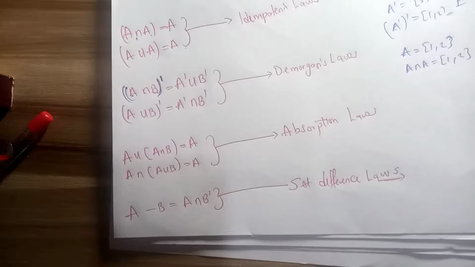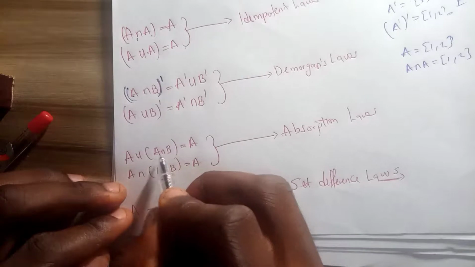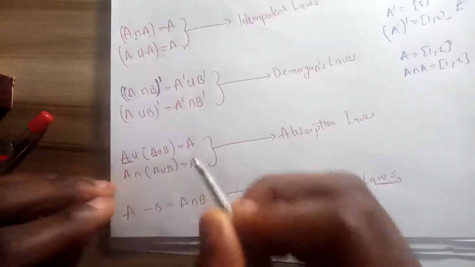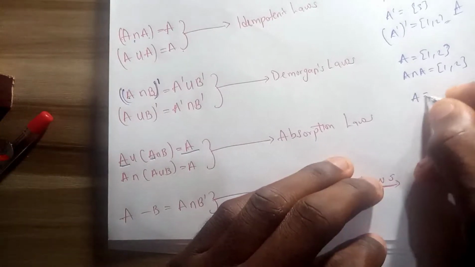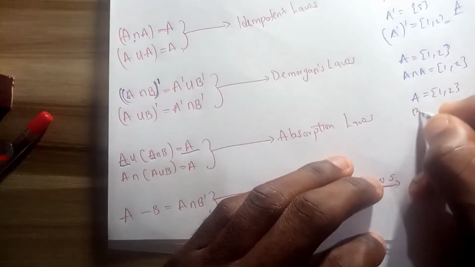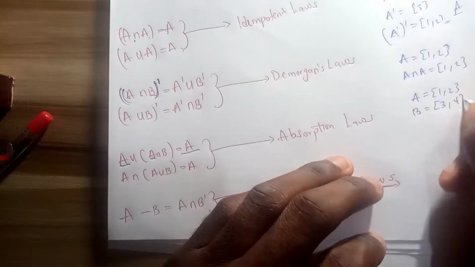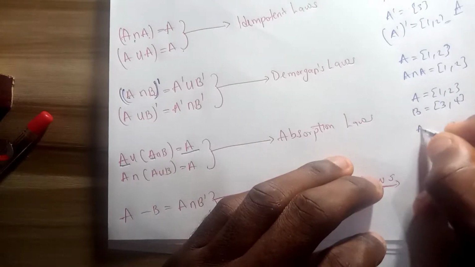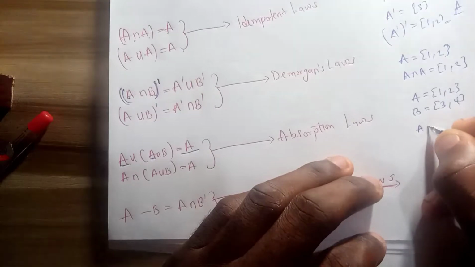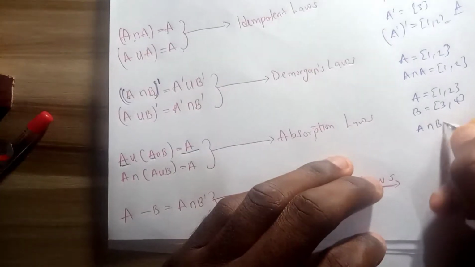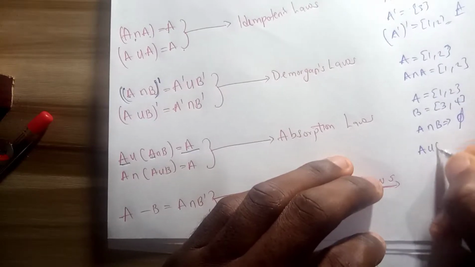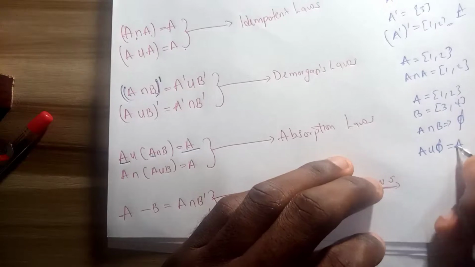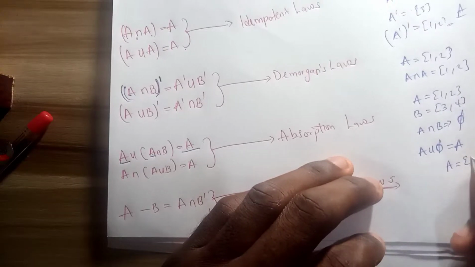Now the next one is the absorption law. This one is telling us that when two things are common, like A union, A intersect B, you know, A is there, now it's equal to what? A. It makes sense. Look at this. Let's say you have A to be {1, 2} and you have B to be {3, 4}. Now A intersect B? Notice that there is no common element, so that is empty, right? Okay, good. Now A union empty will surely give you A. Now what is our A? A equals {1, 2}.